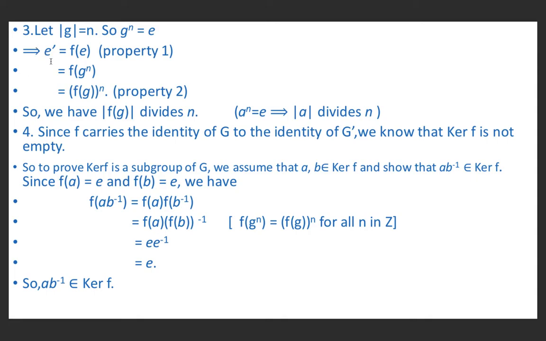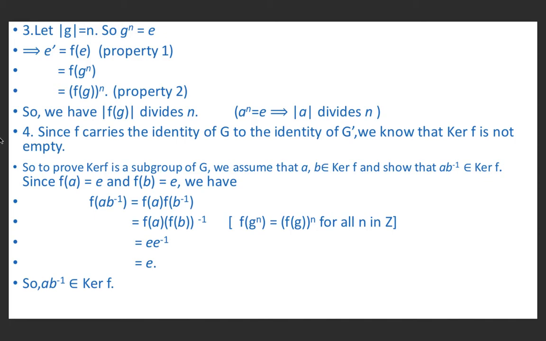So this implies e' is equal to f(e), because we have proved in property 1 that f carries the identity element of G to G'. But e is nothing but g raised to power n. So f(g^n) is equal to f(g)^n. In property 2, we have proved that f of g^n is equal to f(g) raised to power n for all integers. So it means the order of f(g) divides n.